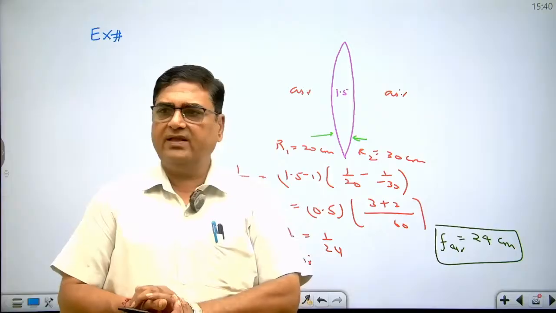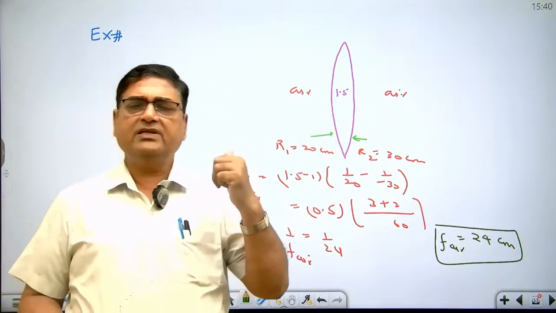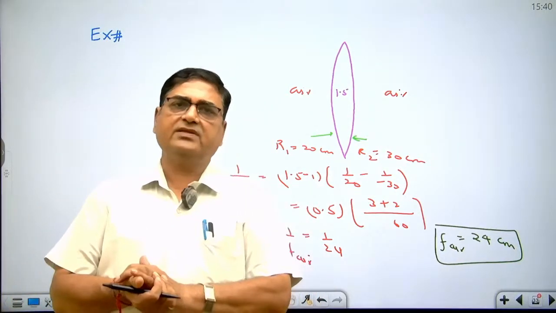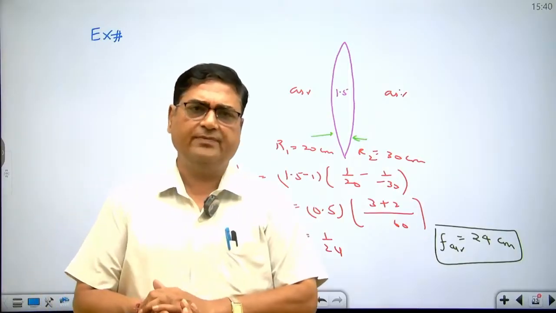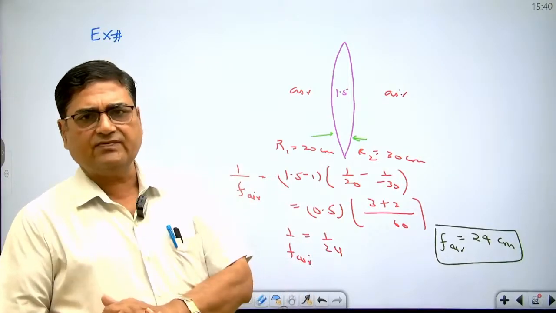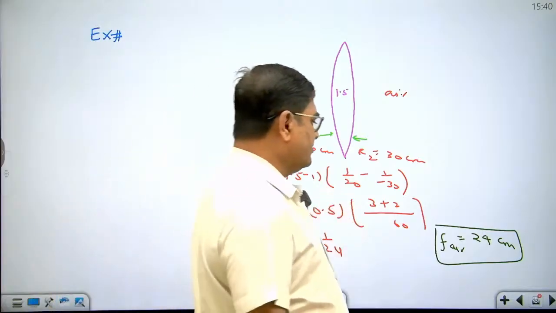Now we are modifying this question again. If this lens is kept in water, water means refractive index 4 upon 3, then what will happen to the focal length and power of the lens, okay? What about whether the nature of the lens will get changed or not, okay? This also we will see here.